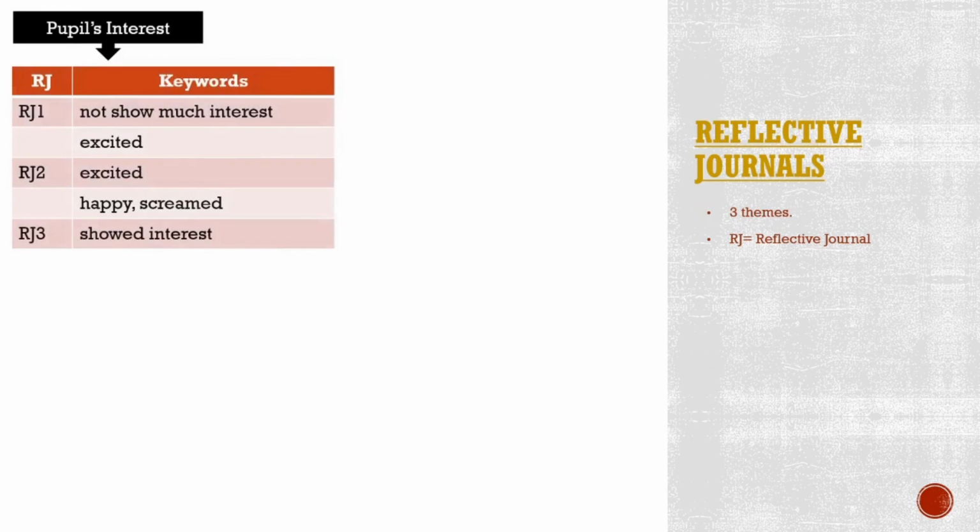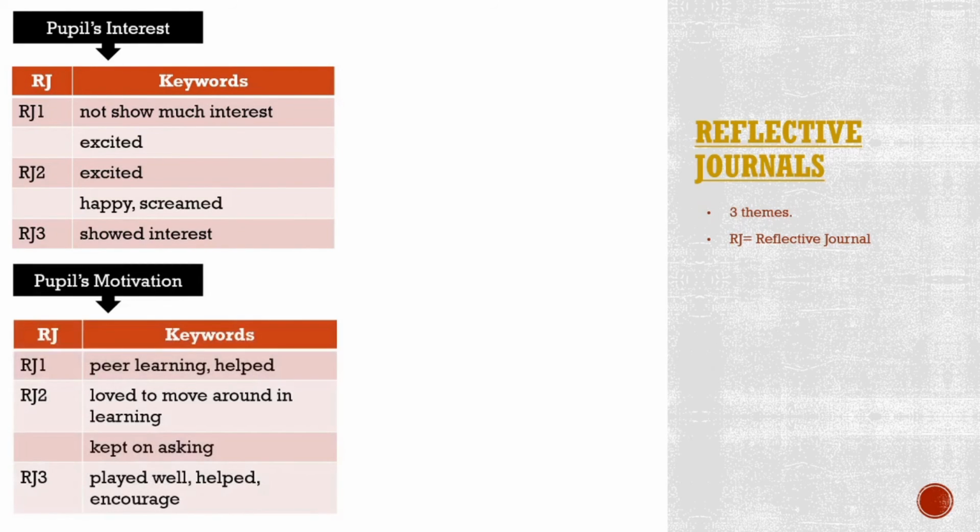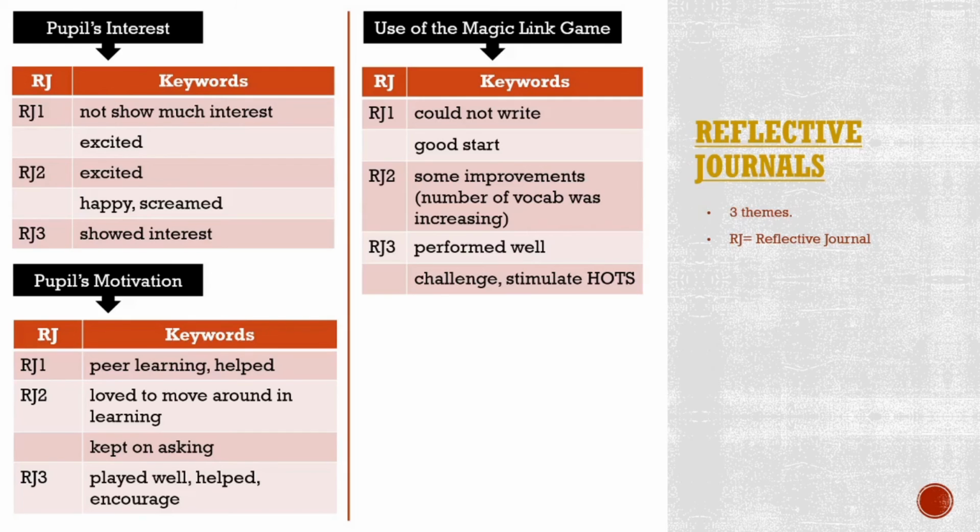For the reflective journal, I also decoded 3 themes, which are pupils' interest in vocabulary learning, pupils' motivation in vocabulary learning, and the usefulness of the Magic Link game. The analysis of the reflective journal also indicated that the Magic Link games promoted enjoyment and motivation for the pupils in teaching and learning.